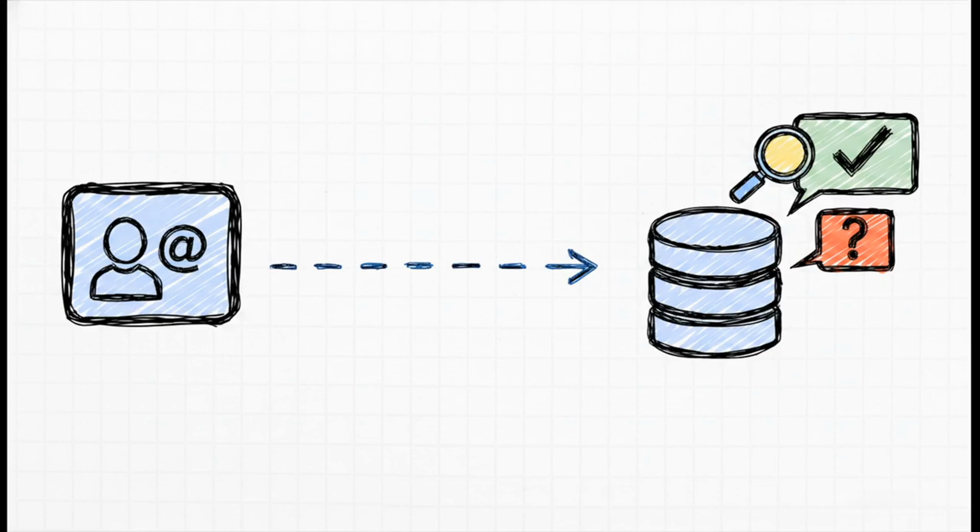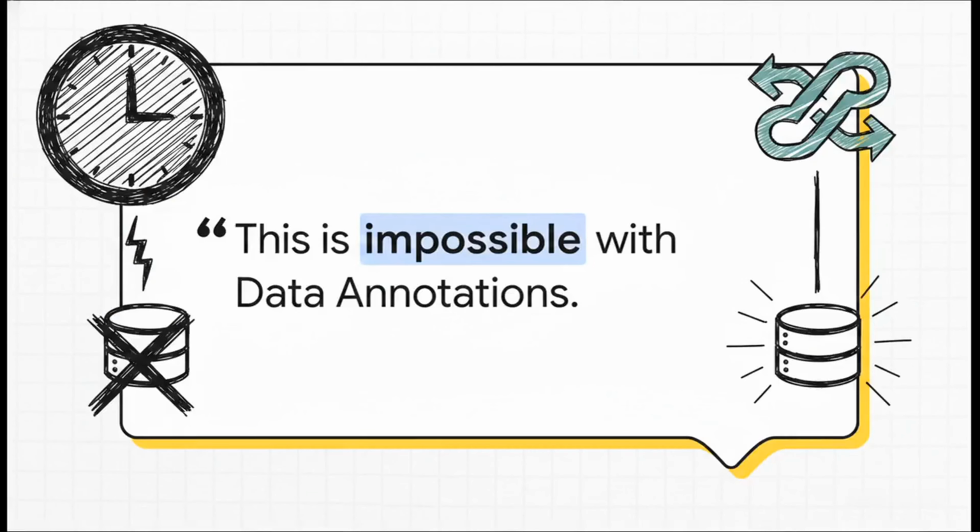A new user signs up. You have to check the database to see if their email is already taken before you do anything else. This isn't a nice to have. It's a basic fundamental requirement. And here it is, plain and simple. This is flat out impossible with data annotations.